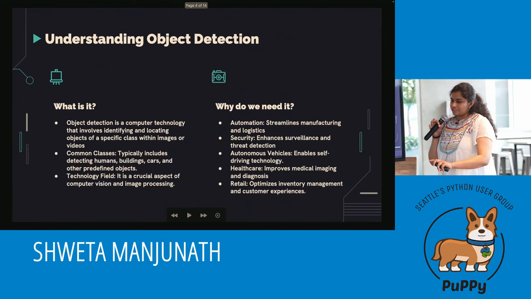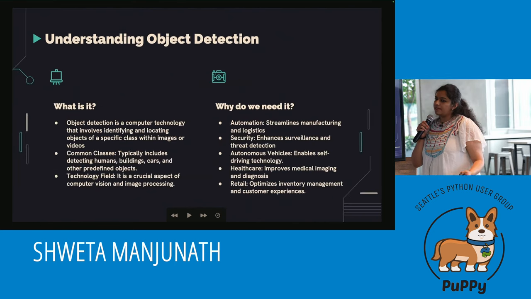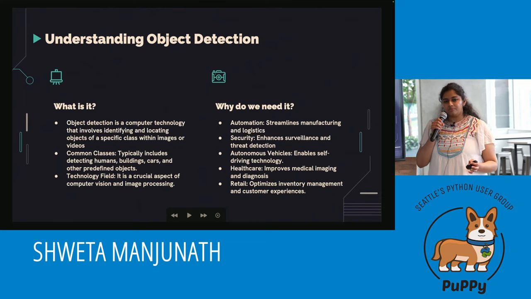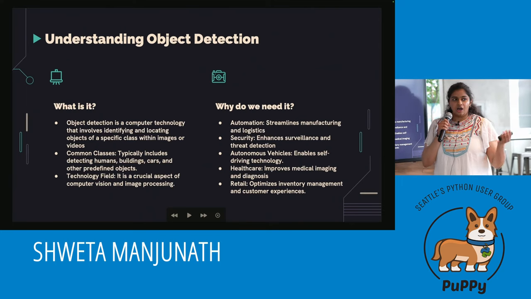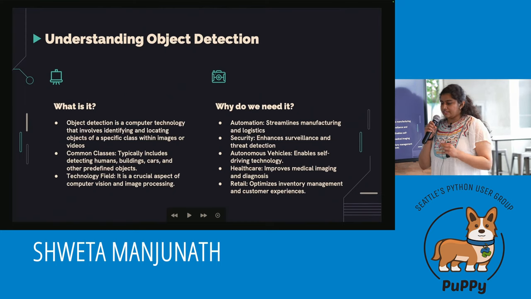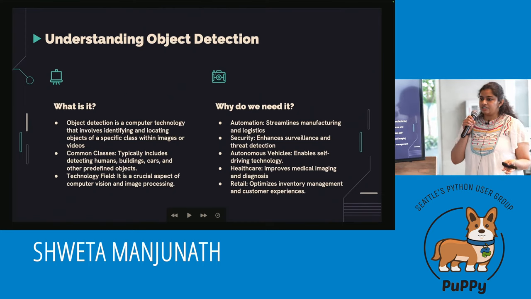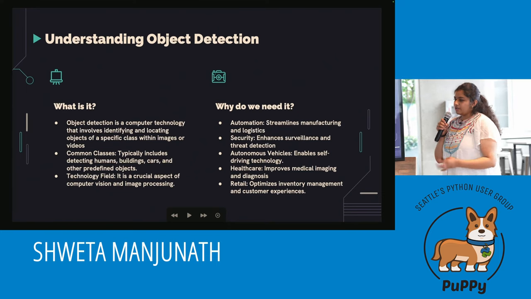So object detection, basically, it's a complicated, maybe a very nuanced way of detecting objects. And the most common applications of objects that we see are people, cars, any visual kind of an object that is detected. And it is a computer vision field with neural networks. So why do we need it exactly?